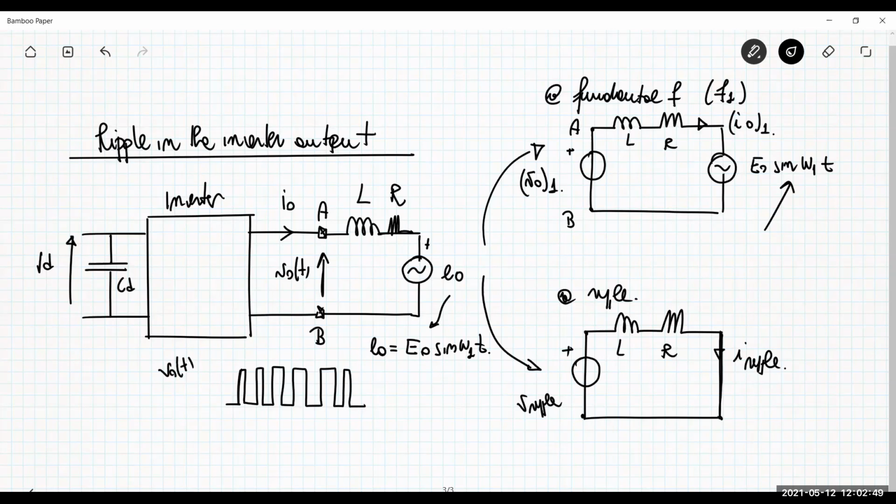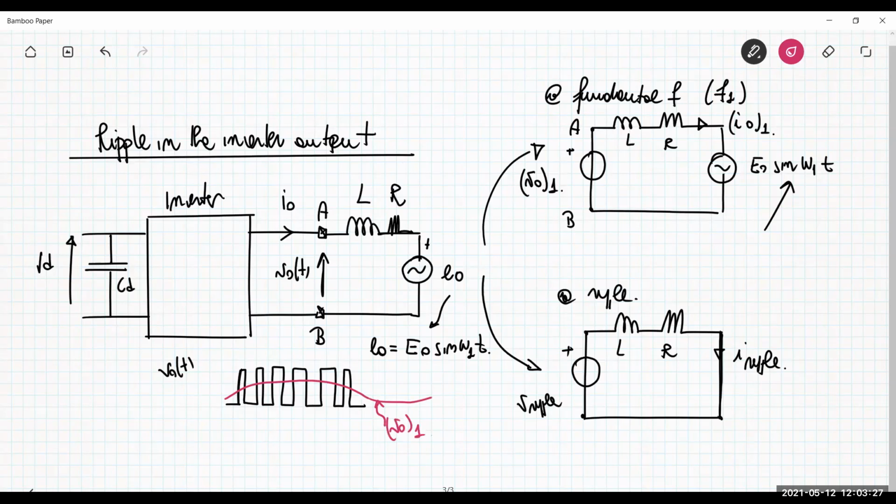V0 depends on whether you are using unipolar or bipolar pulse width modulation. You can have different waveforms, but basically you have a rectangular waveform whose amplitude is modulated by a sine wave. If you look at this voltage, you can extract the fundamental component of this waveform, which is a sine wave like this. So this is the V0 fundamental component.